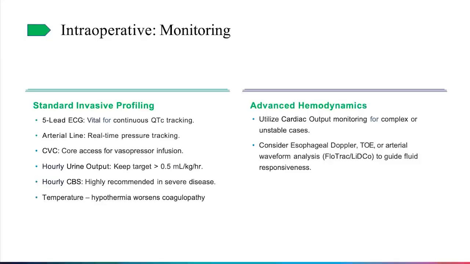Urine output should be monitored to monitor the renal function, and then close monitoring of blood sugar and temperature, because hypothermia can worsen the coagulopathy. Cardiac output monitoring can be considered in selected cases or procedures. You can use esophageal Doppler and transesophageal echo, but there's a risk that these instruments can damage the varices and cause variceal bleeding. So when we use these devices, we do not go beyond the mid-esophagus level because of the risk of variceal bleeding. And you can safely use FloTrac, LiDCO or PiCCO to guide your hemodynamics.